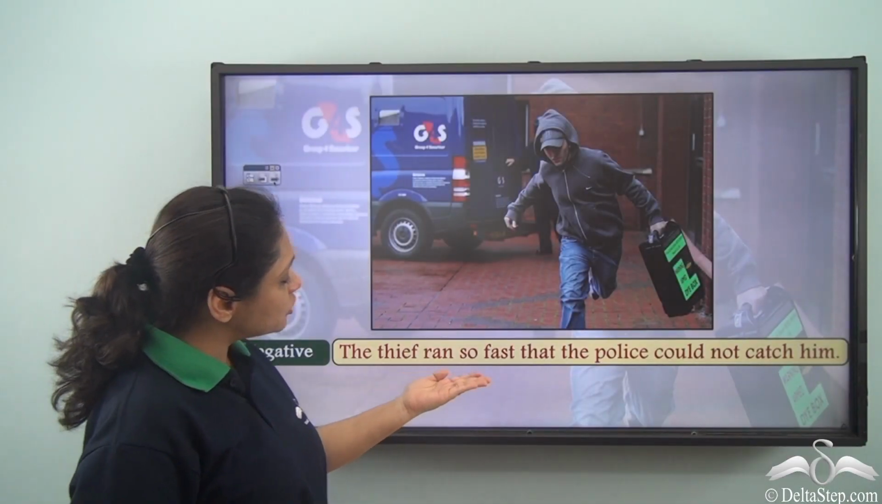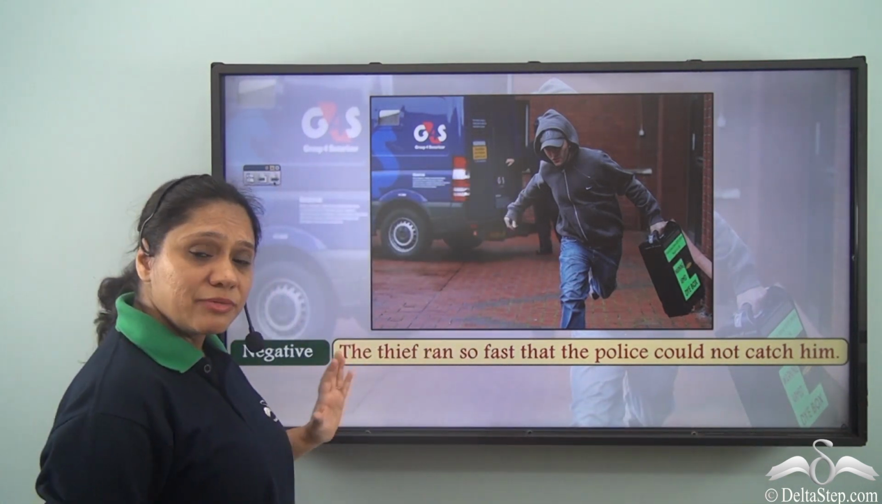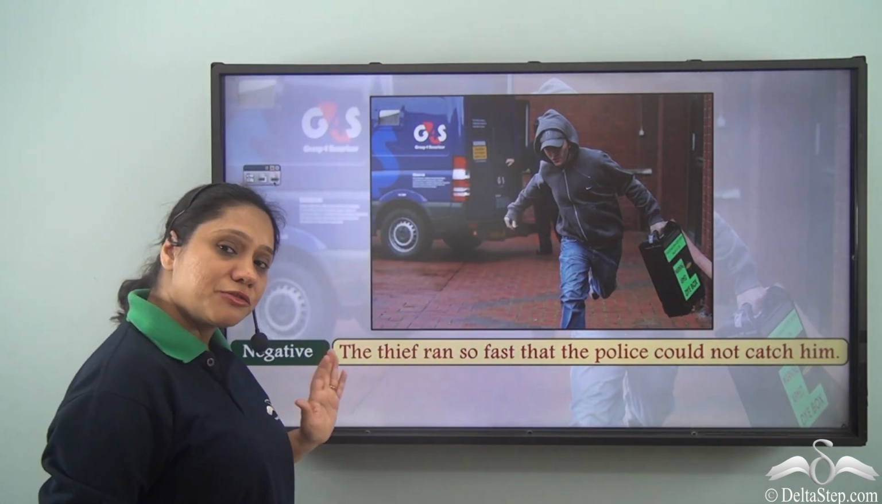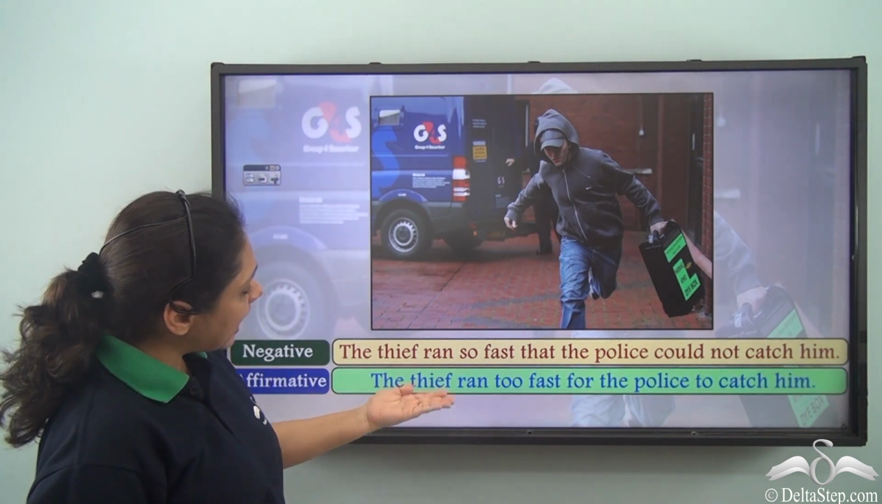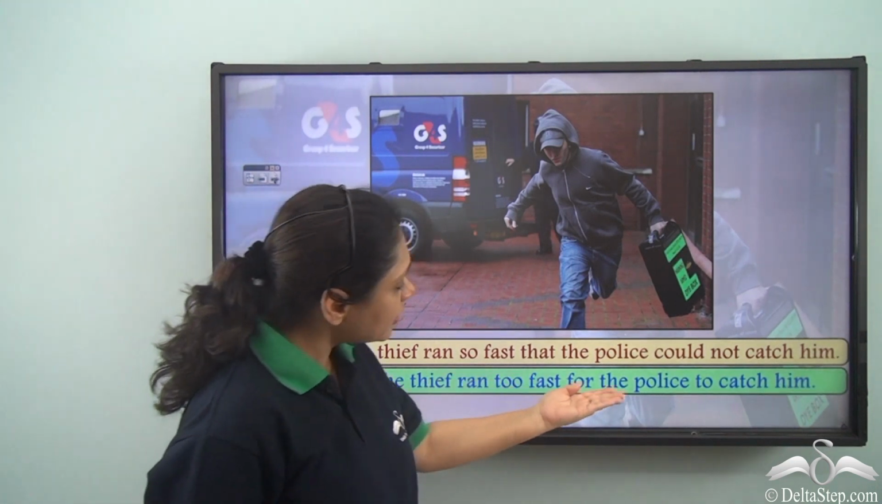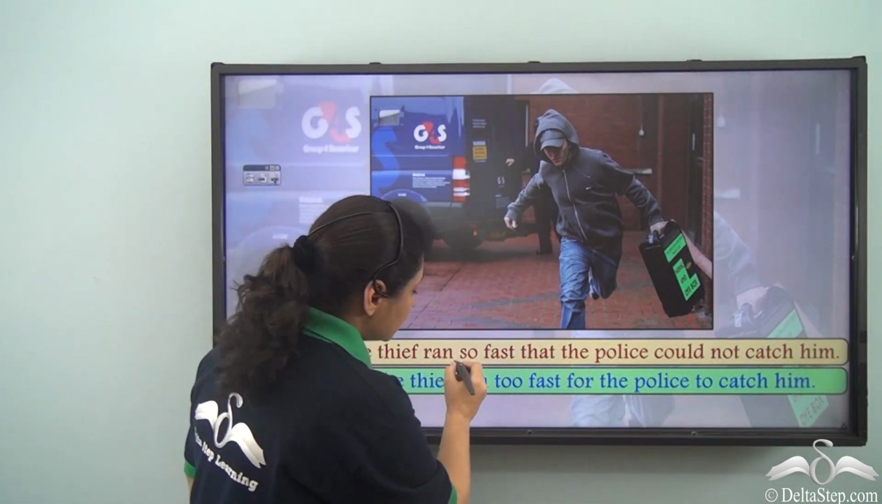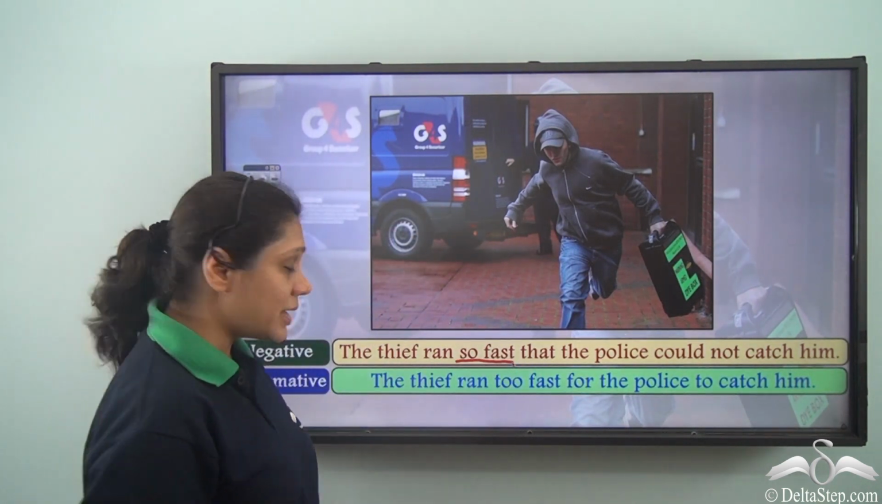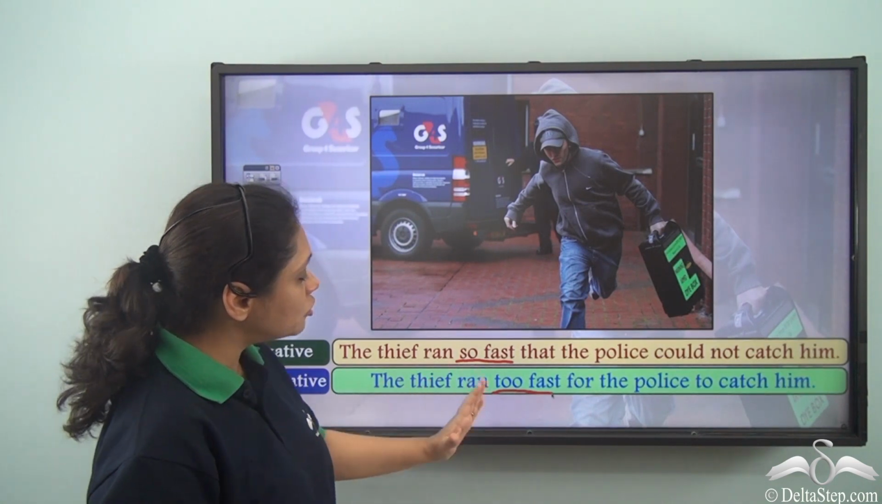The thief ran so fast that the police could not catch him. How will we write this negative sentence as an affirmative one? We will write it as, the thief ran too fast for the police to catch him. Now here what have we done? So fast has been replaced by too fast. So we have the thief ran too fast.